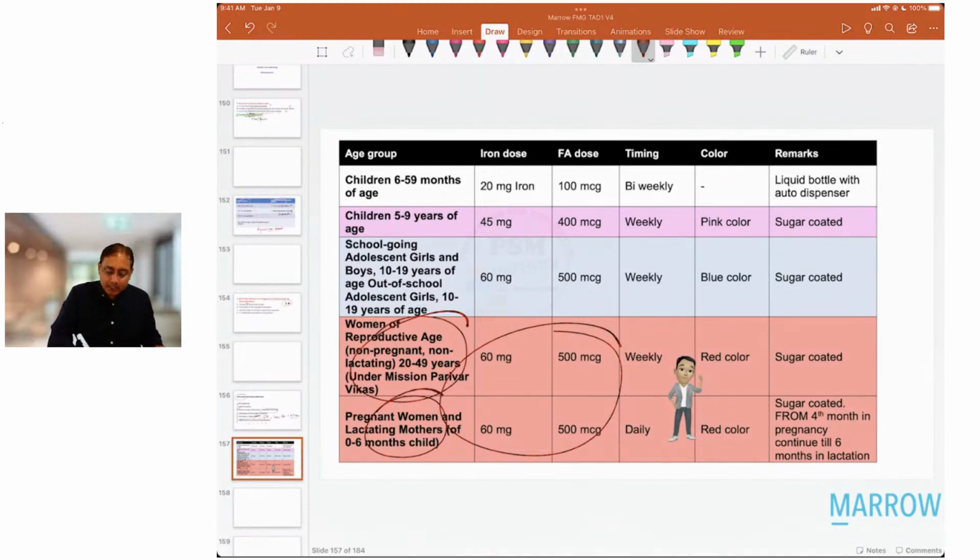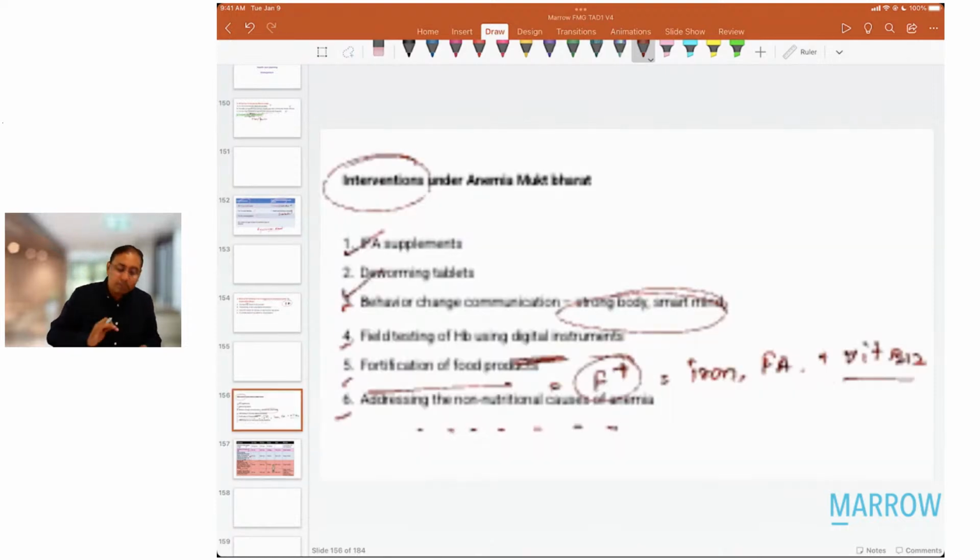WRA females will be given it weekly, red color tablets. Adolescent girls and adolescent boys get 60 milligram plus 500, but the color of the tablet is blue. In children 5 to 9 years of age, we are giving 45 milligram of iron and 400 micrograms of folic acid as weekly tablets, pink color tablets. In age less than 5 years, after 6 months, we are giving 20 milligram of elemental iron and 100 micrograms of folic acid, given bi-weekly.